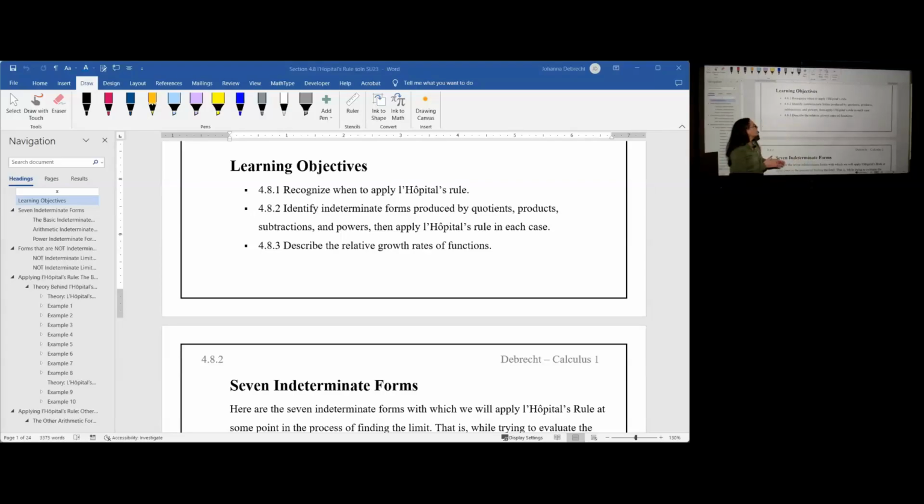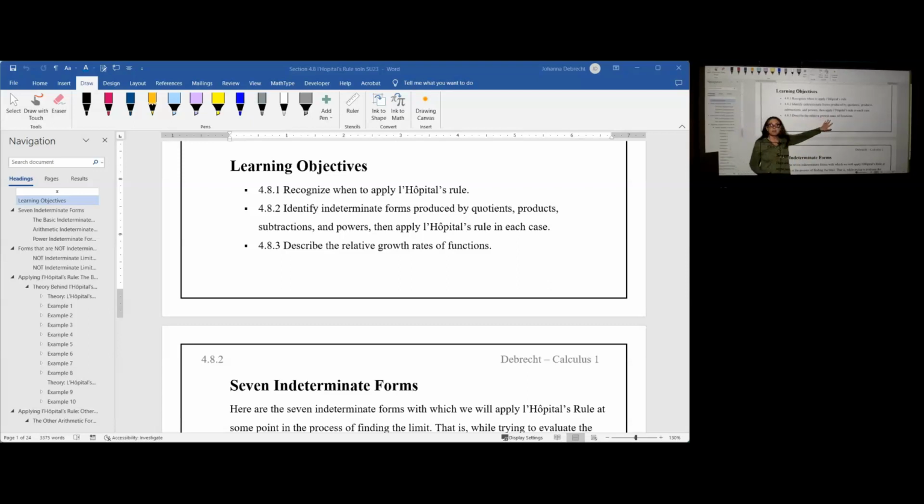Let's talk about the learning objectives. We need to recognize when we can and when we cannot apply L'Hopital's rule. It can only be applied in very specific conditions. We'll need to be able to identify all 7 indeterminate forms produced by quotients, products, subtractions, and powers, and then how to convert every indeterminate form to one of the basic 2 so that we can apply L'Hopital's rule to find the value of the limit if it exists.